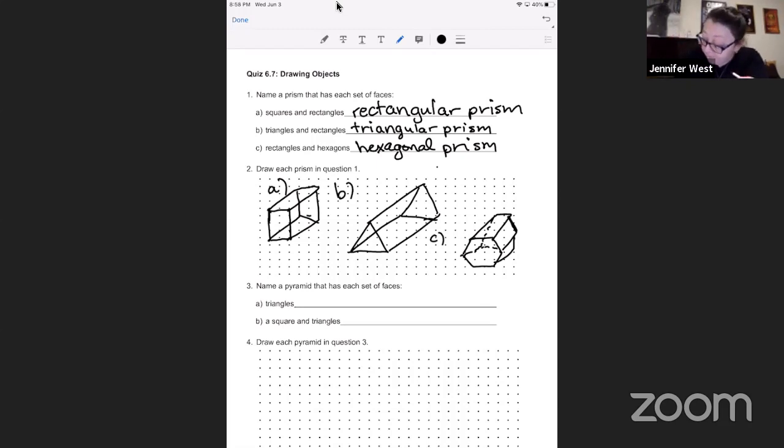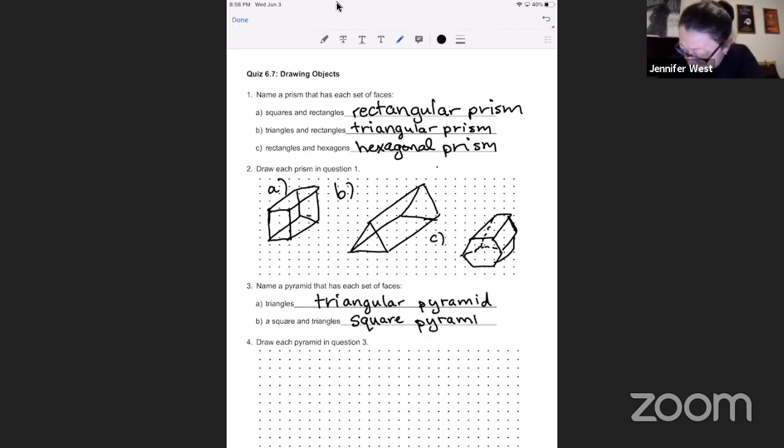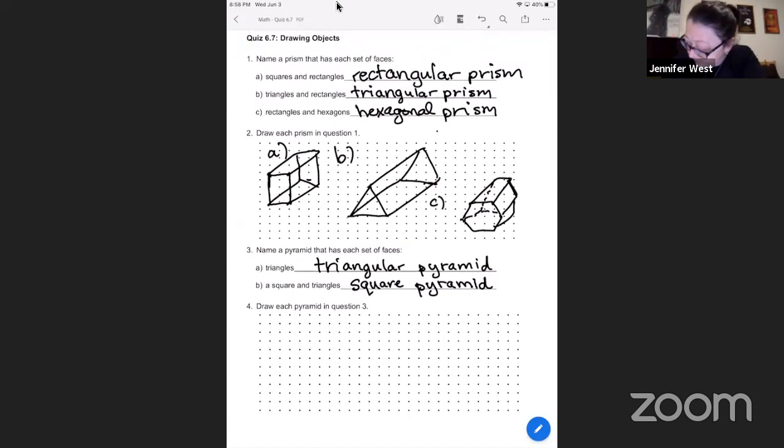Number 3, name a pyramid that has each set of faces. Well, a triangular pyramid. And then what type of pyramid has squares and triangles? It's a square pyramid. And then it's asking me to draw these, which I will do.